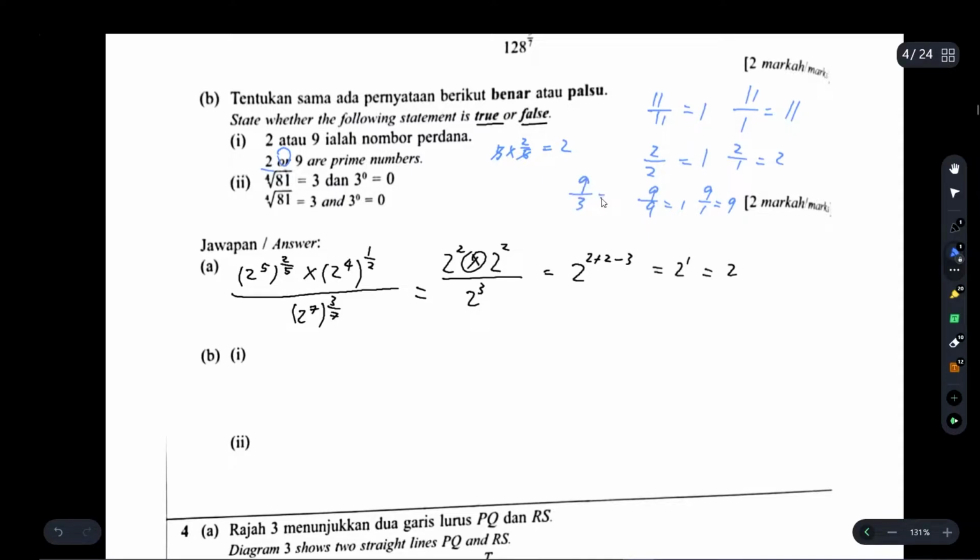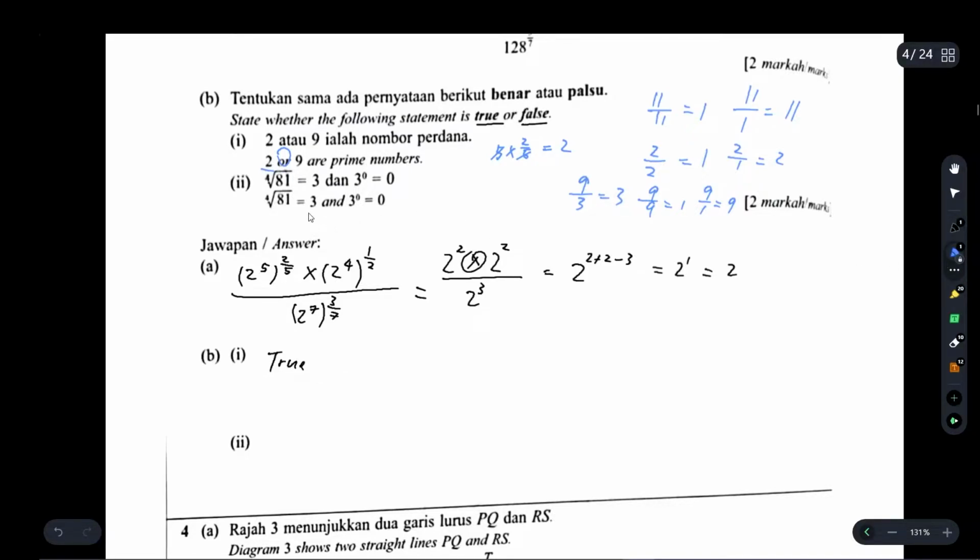3. That gives us 3. So 9 is not a prime number, but 2 is. Okay, so we just have to look at one of the statements. One of the statements must be true, then the rest is true. So the answer is true.